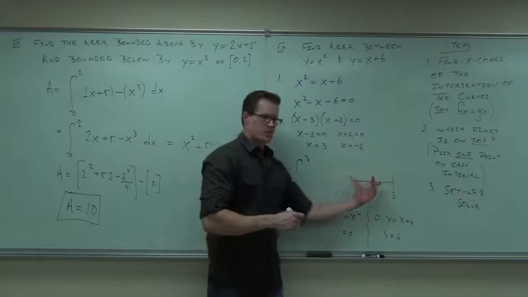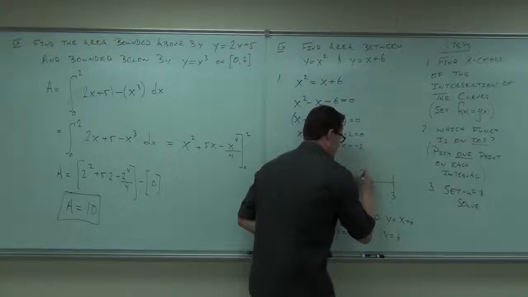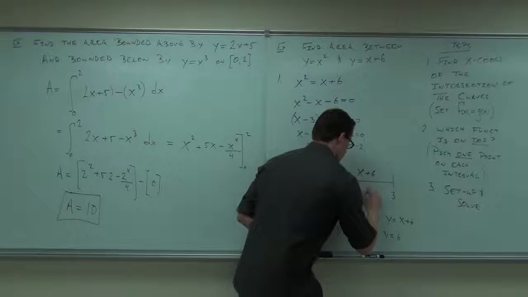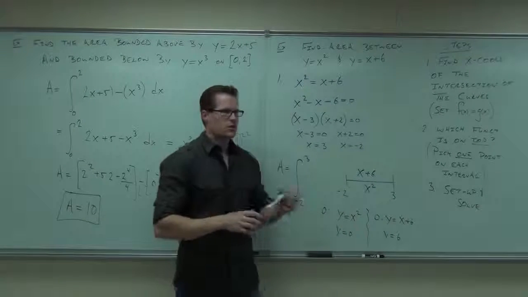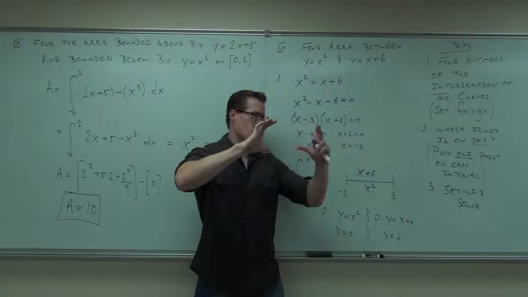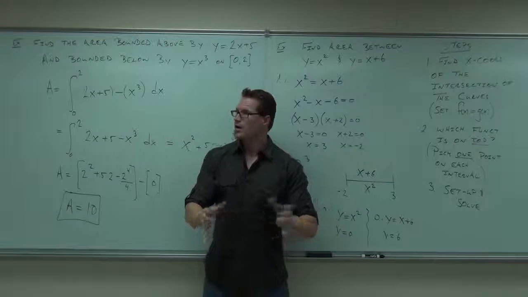Okay, so for your interval, this is a nice little graphic organizer. It says, what's going to go on the top? X plus 6. What's going to go on the bottom? X squared. Very good. Do you feel okay on getting the x plus 6 on the top of the graph for the interval, and then x squared on the bottom? That helps you set it up, doesn't it?